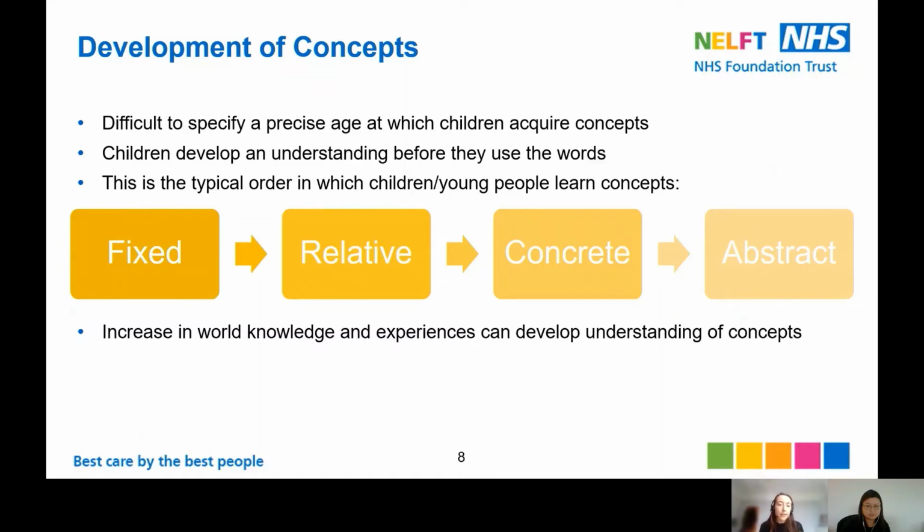And of course, as with the development of language, development of concepts is not linear. For example, a child may understand the time concept today, which we use a lot in our everyday talking, before they understand a shape concept such as slope or curved, which we don't use as much.